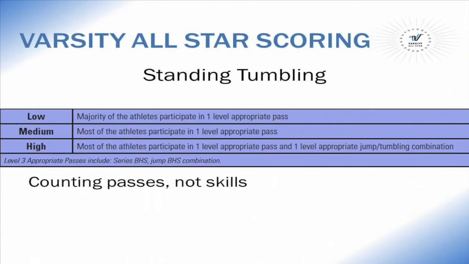For standing tumbling, low, majority of the athletes participate in one level appropriate pass. For medium, most of the athletes participate in one level appropriate pass. And for the high sub-range, most of the athletes participate in one level appropriate pass and one level appropriate jump tumbling combination. This requirement holds true for levels 3, level 4, and level 5. For all levels in the high sub-range, you must perform 2 level appropriate passes, but for 3, 4, and 5, one of those level appropriate passes has to be a jump tumbling combination.